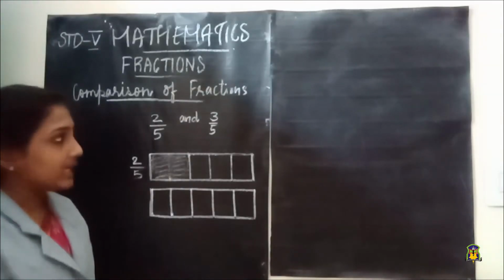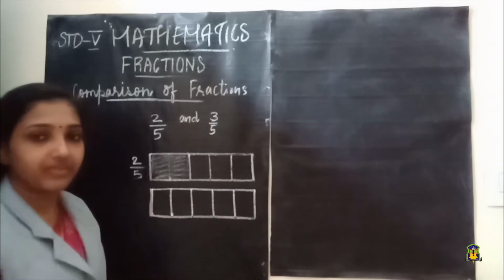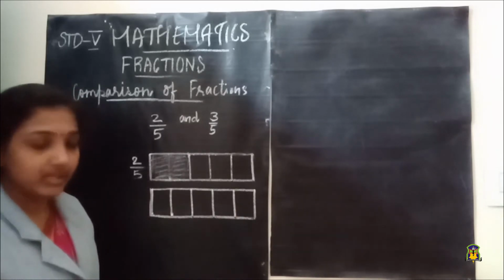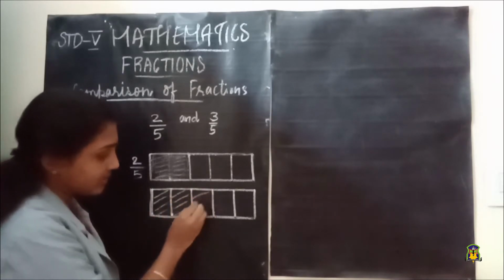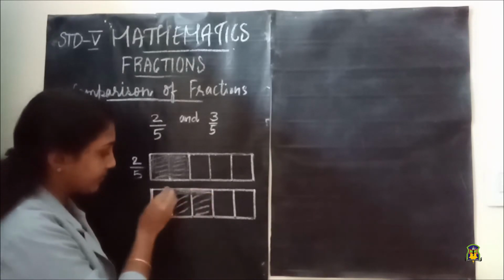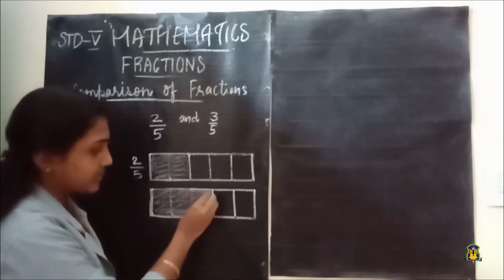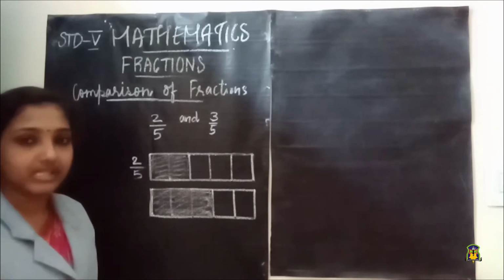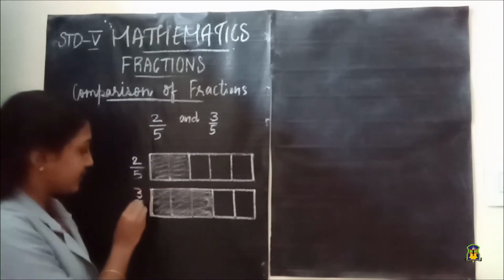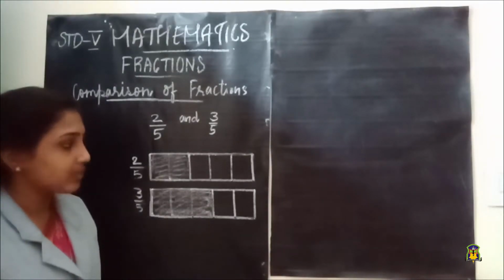And the next is 3 by 5. Total of 5 parts, and from that I am taking 3 parts. This first 3 parts I am taking. So this is 3 by 5, right? And from here itself, we can say which is the greater one.